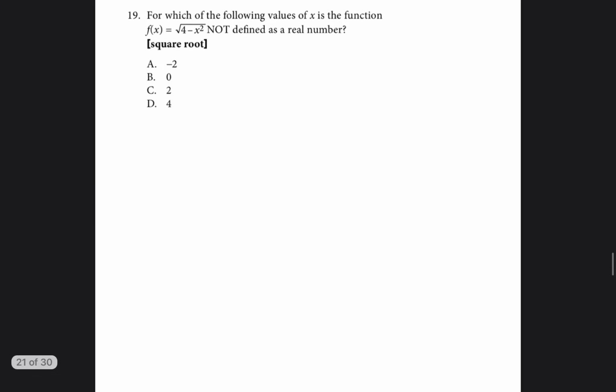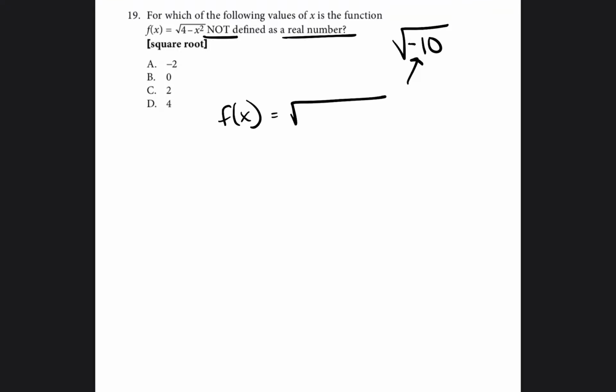19. For which of the following values of x is the function not defined as a real number? The only time it's not defined as a real number is when we end up with the square root of a negative number. Doesn't matter what the negative number is, but we don't get a real number when we find the square root of a negative number. And again, I'm not explaining this to you guys, I'm just taking the test.